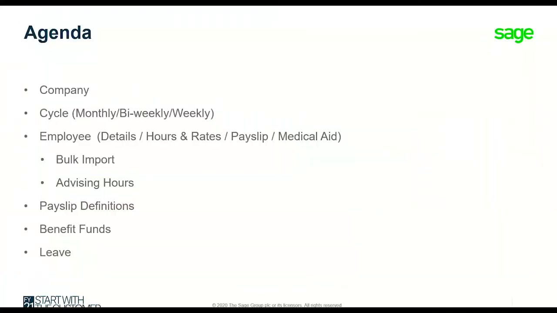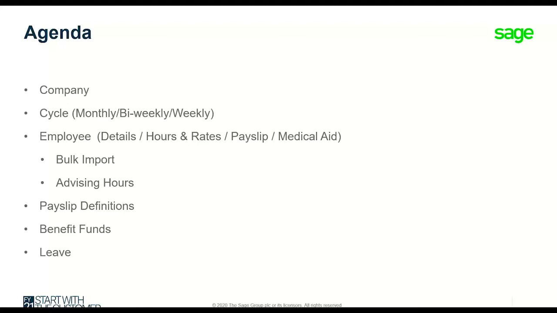We'll first look at company, how to add a company. This is a multi-company subscription. So if you sign up, you can have multiple companies underneath your payroll, with different pay cycles. That is the frequency of paying employees. We do support monthly, bi-weekly, and weekly.